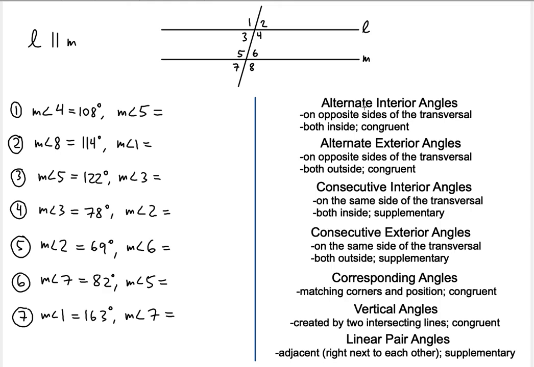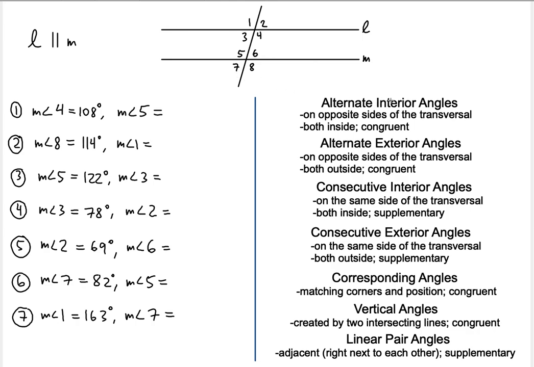The word alternate means different sides, right? Because everything else, consecutive is on the same side, both of these two, right? Corresponding is on the same side, right? Because they will be matching. But they will have matching corners and positions, so they must be on the same side, right? Vertical angles will be on different sides, but they will be mirror images of each other, right?